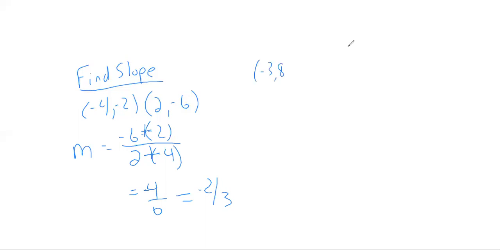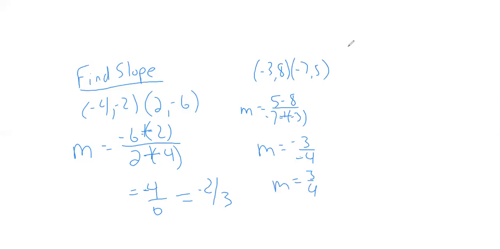Let's do a second one here. -3/8 and -7/5. So the slope here would be 5 minus 8 over -7 minus -3. Well, that's the same as -7 plus 3. So I'm going to end up with m is equal to -3 over -7 plus 3 is -4. So it ends up 3/4. Did I screw something up there? No.